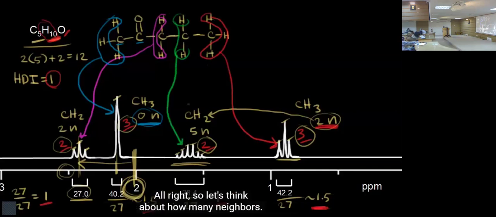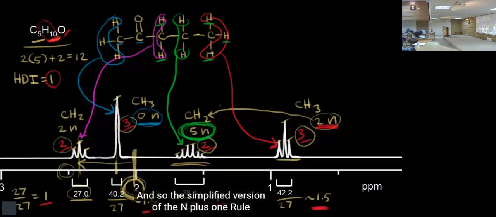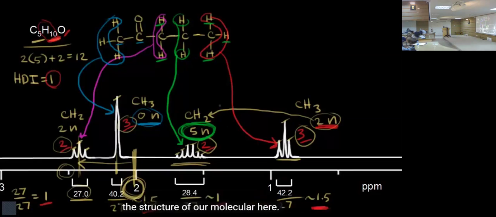All right, so let's think about how many neighbors. We expected 5 neighbors for these CH2 protons. Let's count them up. 1, 2, 3, 4, 5. So 5 neighboring protons matches what we see on the NMR spectrum. Now, those magenta and red protons are actually in different environments. And so the simplified version of the n+1 rule isn't quite true, but it works for this example, so we're going to go with it because all we care about is getting the structure of our molecule here.